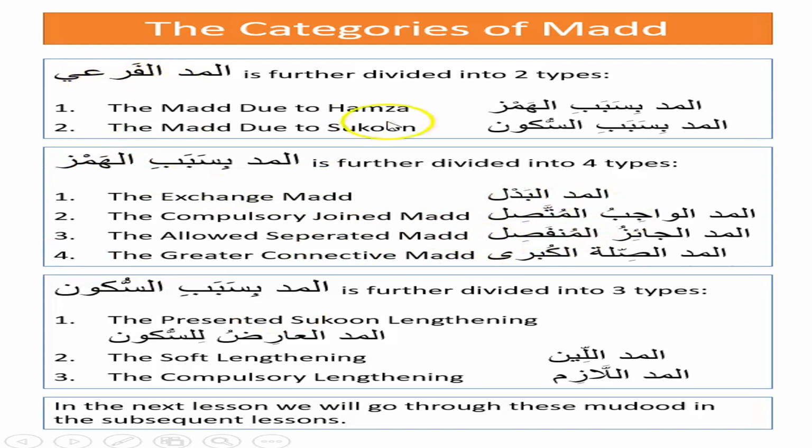So the second type of al-maddul far'i, which is al-mad due to a sukoon, is further divided into three types. Al-maddu bisabab al-sukoon. The first one is al-maddul aridu lis-sukoon, so the presented sukoon lengthening. The second one is the soft lengthening, al-maddul lin. We've already had a look at this in the sifat. And the third one is the compulsory lengthening, al-maddul lazim.